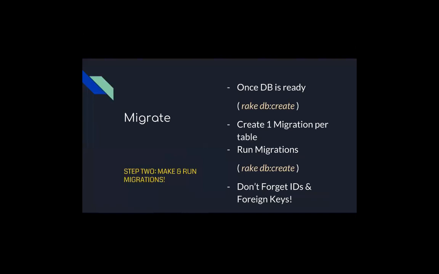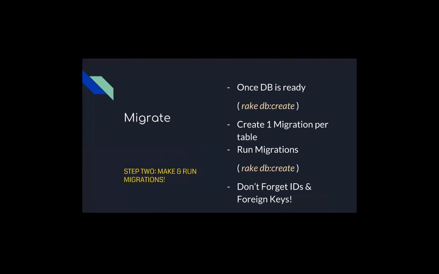So what does it mean to create one migration per table? You create one migration file that is going to hold a method called create table, which tells Rake that when you go to create the database, it should create it in this format.